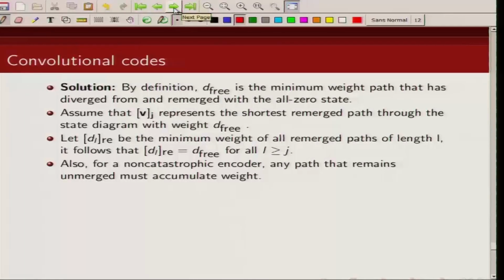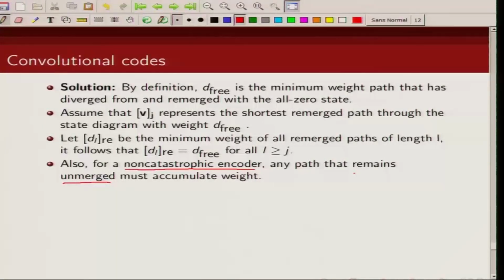Now, what are non-merge paths? These are paths which have diverged from the all 0 state, but have not yet merged to the all 0 state. So, those are unmerged paths. Now, for a non-catastrophic encoder, any path that is not merged must accumulate weight. It is only for the catastrophic encoder that we have a situation where input weight is higher and output weight is smaller. But if it is a non-catastrophic encoder, it will accumulate weight. So, any path which has not yet merged with the all 0 state will try to accumulate more and more weight.